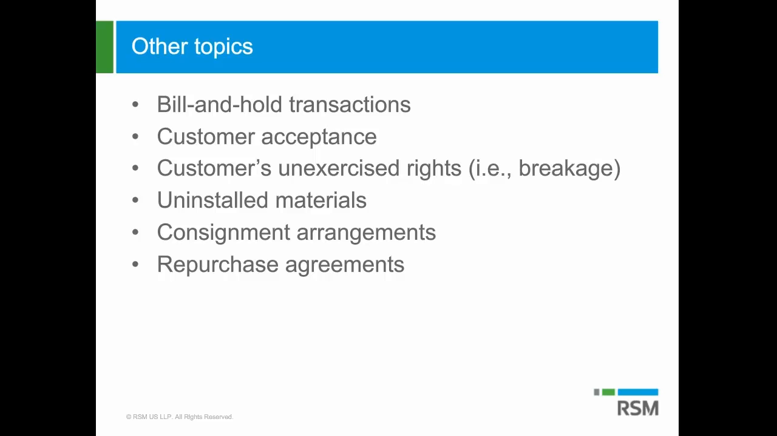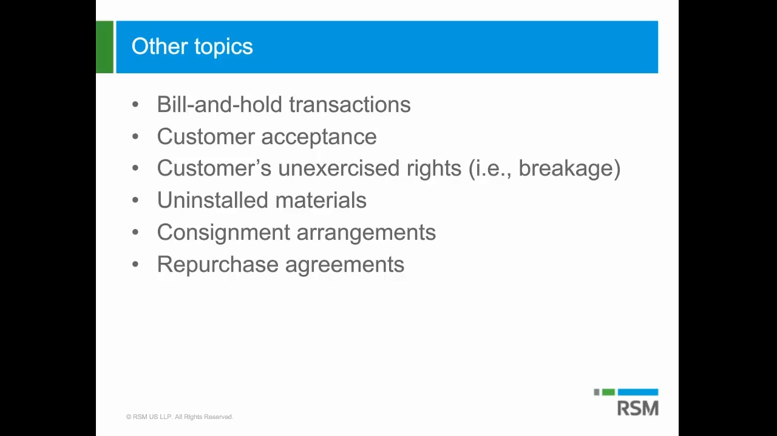Unexercised rights, or breakage. So these are situations where you sell something to a customer, but they're not necessarily going to use all of it. So think of a gift card scenario. You sell a $100 gift card to a customer, but based on your history, you know that on average customers are only going to use $90 of that. And so the question is, what do you do with that $10 difference? And this guidance talks about, well, you recognize that as you perform on the other $90. And in some cases, it will be similar to today, but today there's actually a few options as to how to treat breakage.